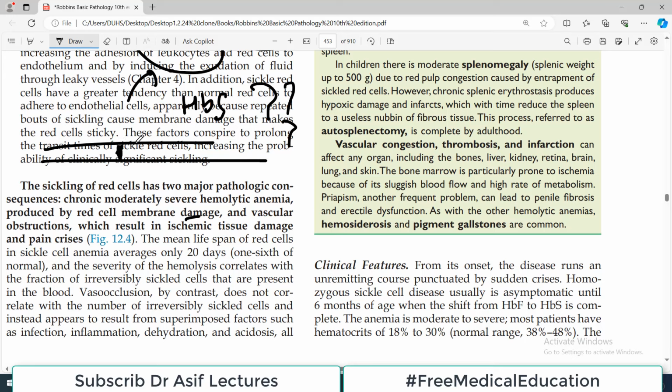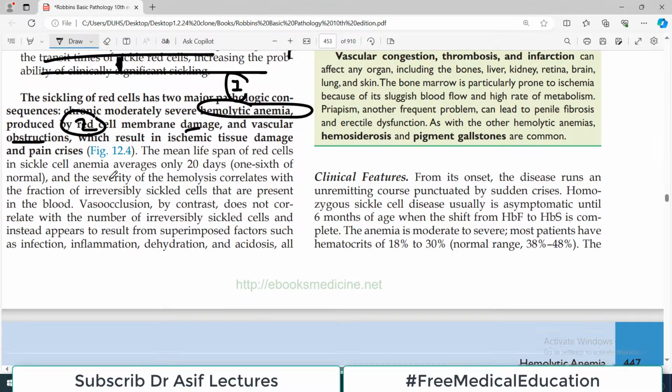So that is one thing which can happen. There is vascular obstruction, clogging of the blood vessel. And the other thing is they will rupture. So there will be hemolytic anemia. So remember these two consequences. These are the two hallmarks of sickling.